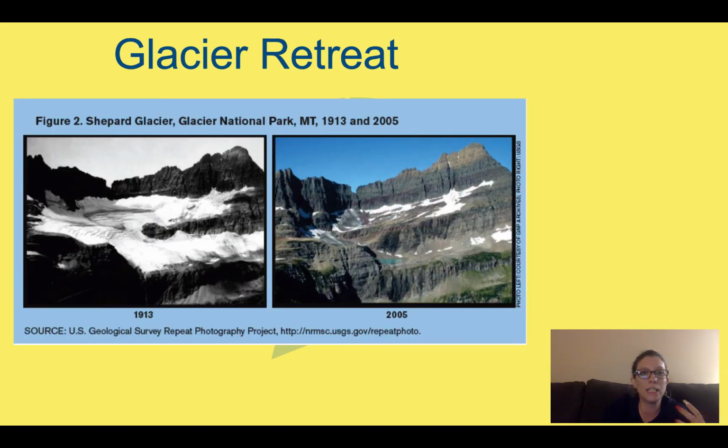So, we can see here that we do have glacier retreat going on. This is going to be 1913 versus 2005. I mean, visually, you can definitely tell a huge difference in the amount of glaciers that we had in Glacier National Park in Montana in 1913 versus how much we have right now. Well, it's not 2005 anymore, but when we had then.